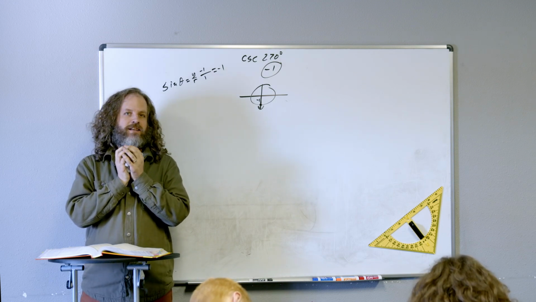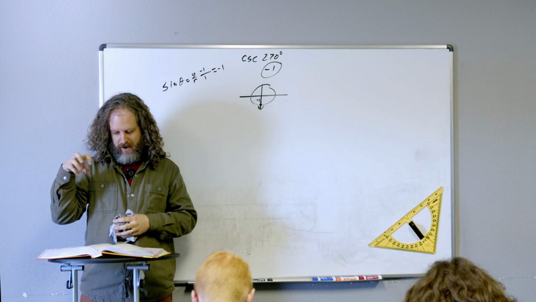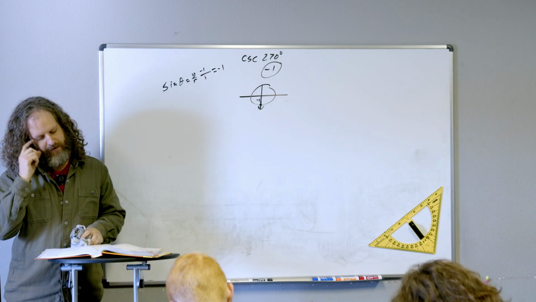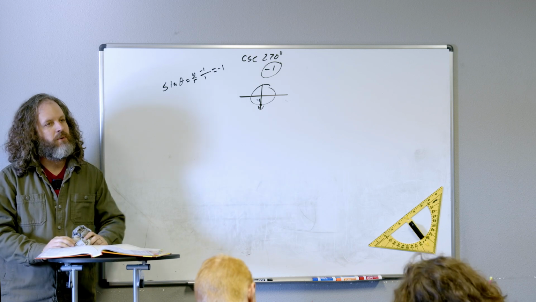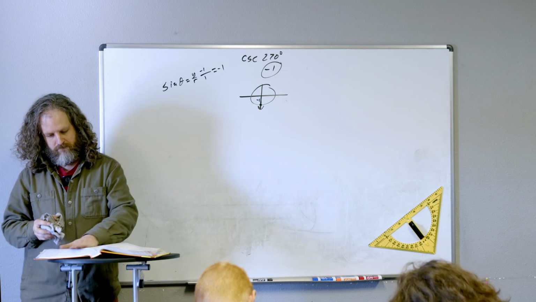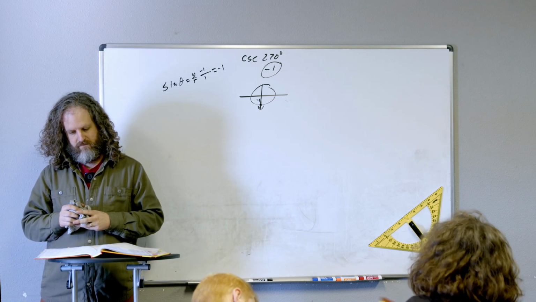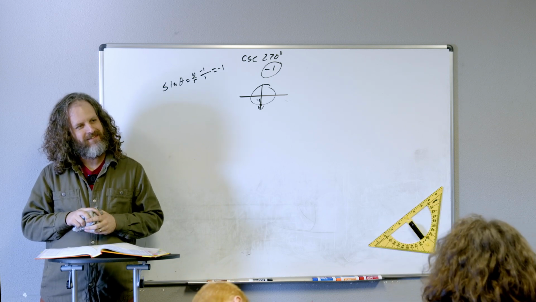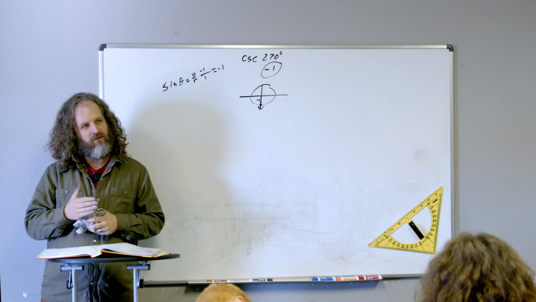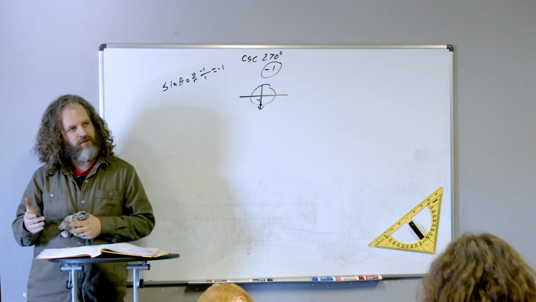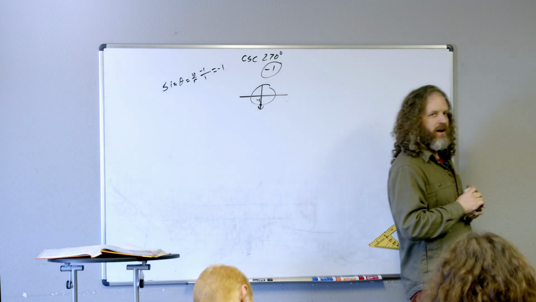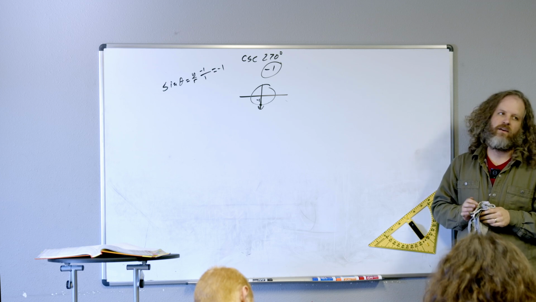Well, sine is y over r, and if we're just talking about pure values without specific triangles, then r is always 1. So sine is y over r, cosine is x over r, tangent is y over x, et cetera.